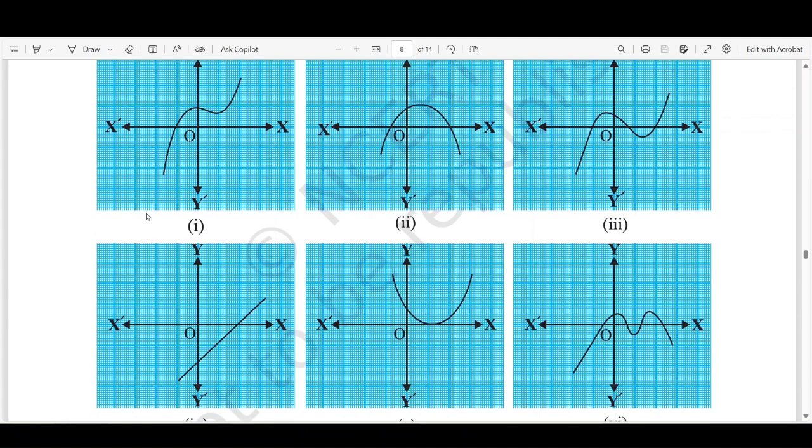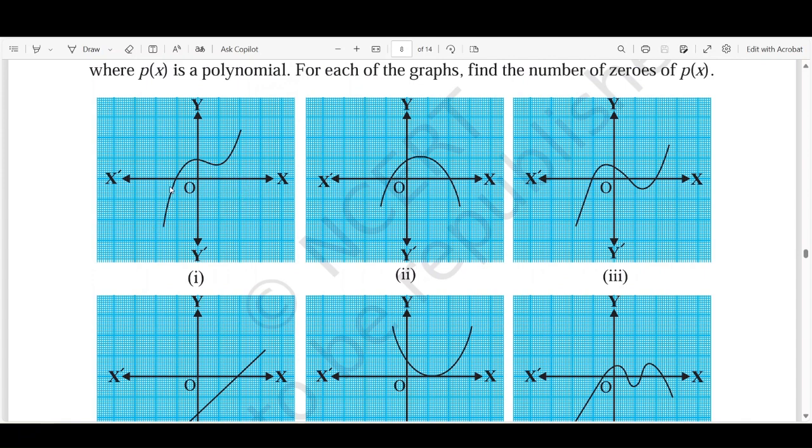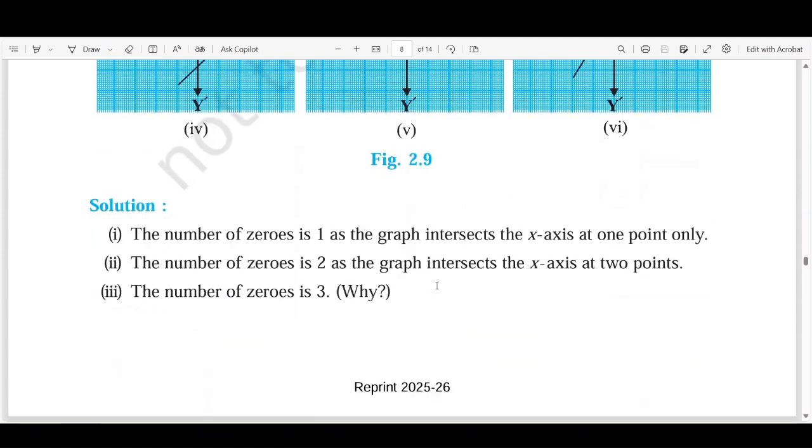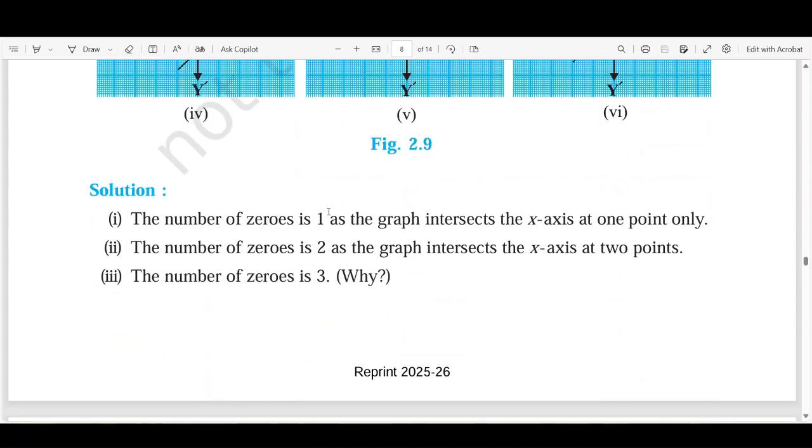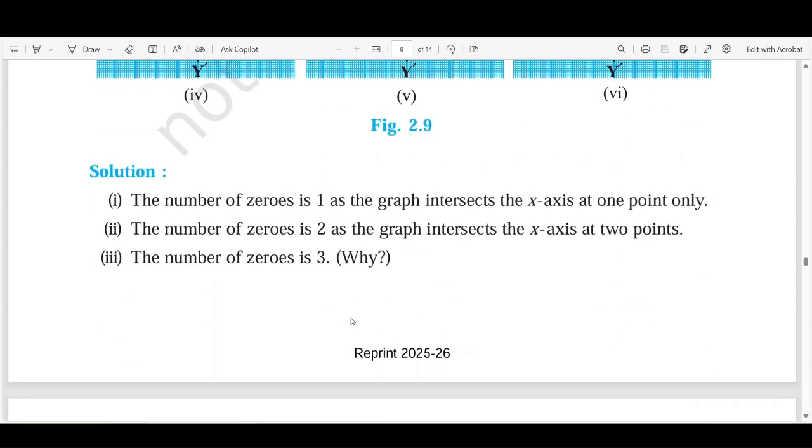So in the first figure, the graph intersects the x-axis exactly at 1 point, therefore the number of zeros is 1. And here it intersects at 2 points, so 2. Here it intersects the x-axis at 3 points, 3. Thus we have the number of zeros for the figures 1, 2, 3 to be 1, 2, 3.